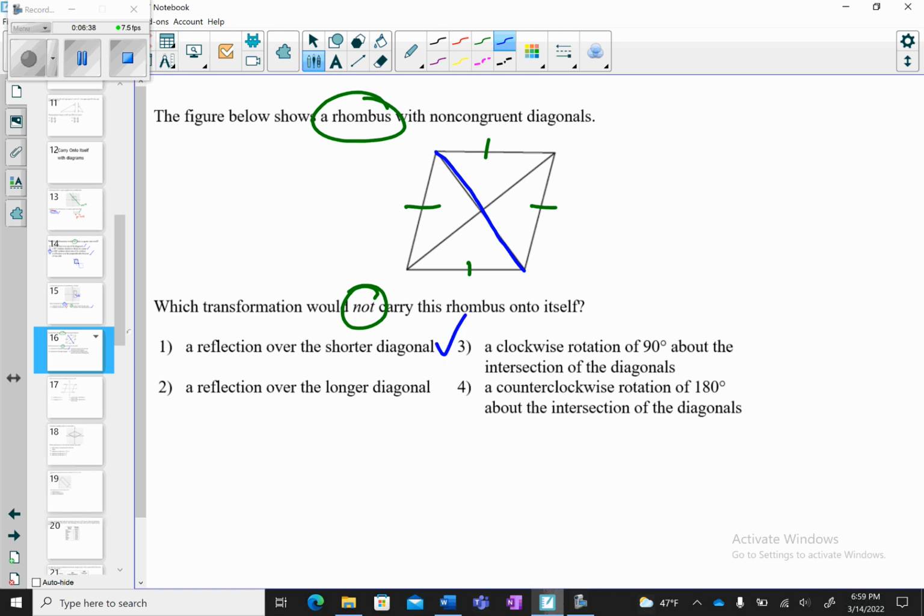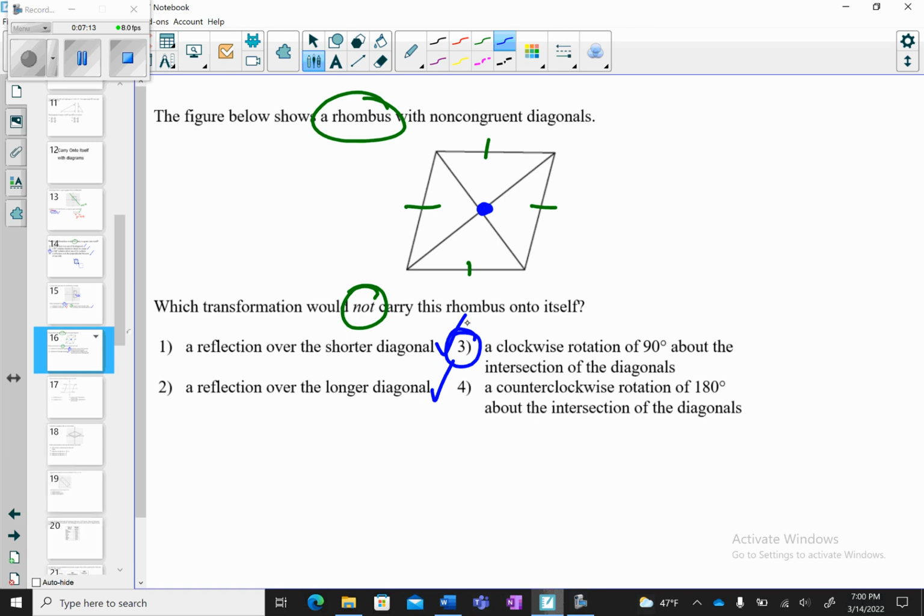So that one works. Then a reflection over the longer diagonal. That's also going to work because if you reflect it over, because the sides are congruent, that would reflect onto itself. How about choice 3, a clockwise rotation of 90 degrees about the intersection of the diagonals. So the intersection of the diagonals would be here. Now remember, if I turn something 90 degrees, I could take my piece of paper and turn it once. That image is going to look different than my original image, so that's going to be my answer.